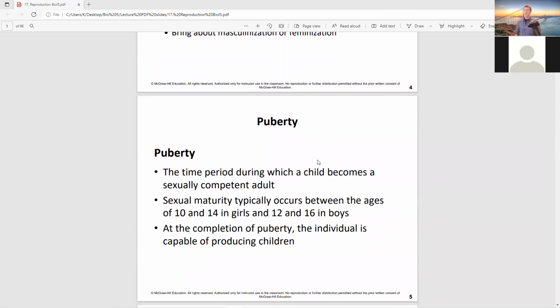So during puberty, that's the time period during which a child becomes a sexually competent adult. Sexual maturity typically occurs between the ages of 10 and 14 in girls and 12 and 16 in boys. After the completion of puberty, the individual is capable of producing children.